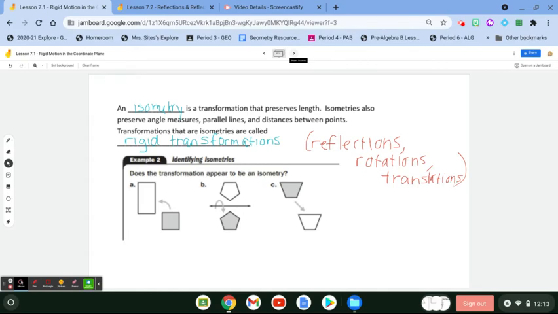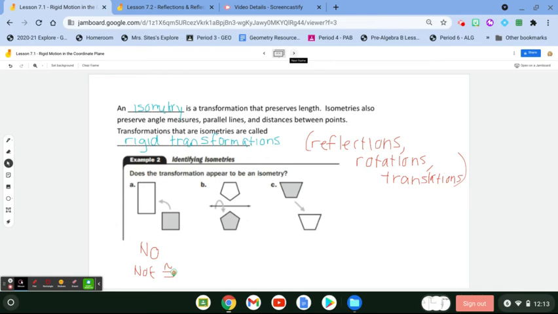Okay, so for A, B, and C, for example, 2, does the transformation appear to be an isometry, meaning does it preserve length? Okay, well, if I take a look at A, if I would start out with the darker figure and move to the lighter figure, it looks like it was stretched, right? And it doesn't appear to be congruent. So we're going to say, no, it's not congruent.